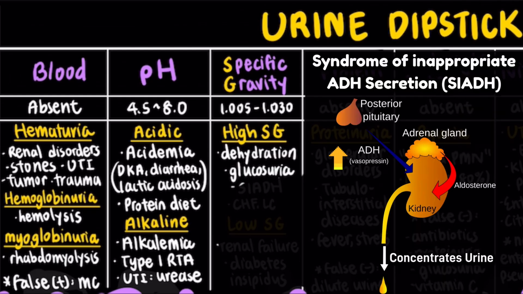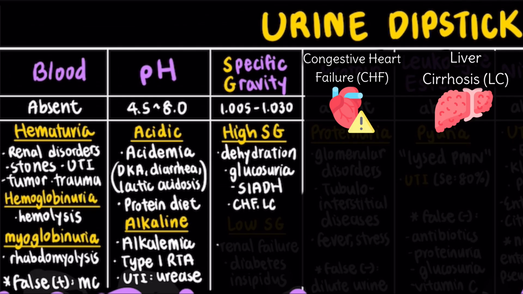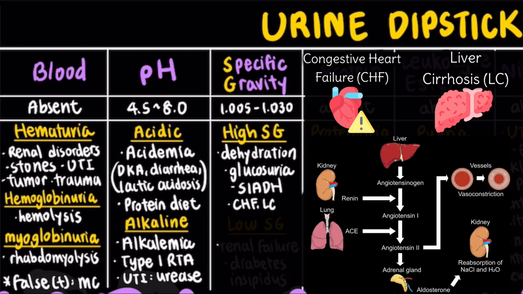Another cause is SIADH, or syndrome of inappropriate antidiuretic hormone secretion, where excess ADH causes the kidneys to reabsorb too much water, concentrating the remaining urine. And in conditions like congestive heart failure or cirrhosis, poor perfusion to the kidneys activates the RAAS and ADH systems, again leading to water retention and a higher specific gravity.